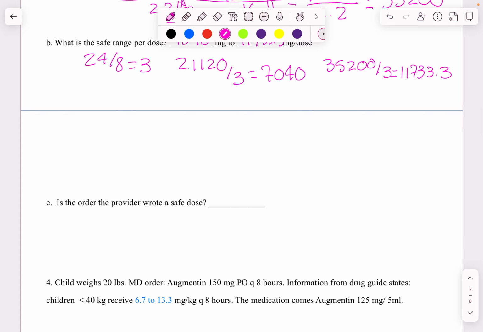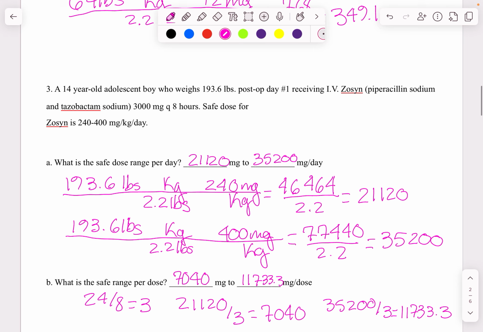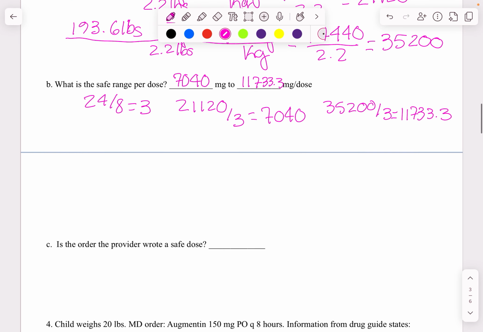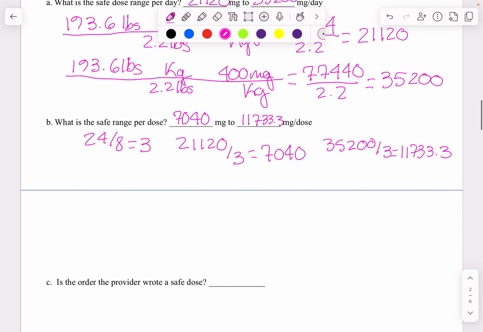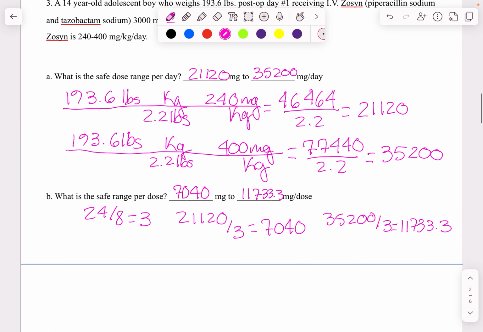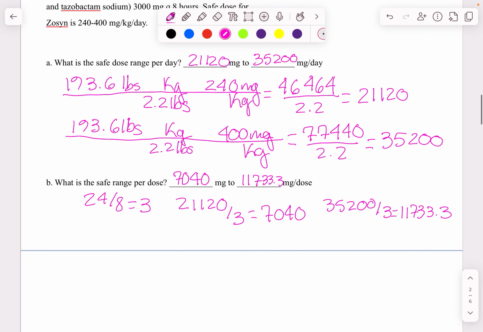Okay, so is the order the provider wrote a safe dose? So let's take a look. He wrote 3,000 milligrams every 8 hours. Well, I think we already know, just by looking, that per dose we need at least 7,000 milligrams. And then if you do the daily total of 3 doses of 3,000 milligrams, you would get the 9,000 milligrams.